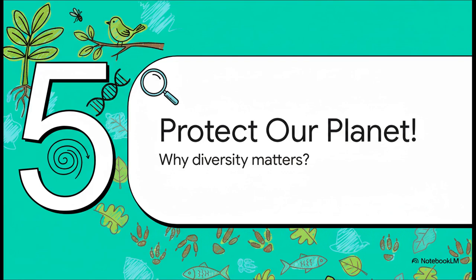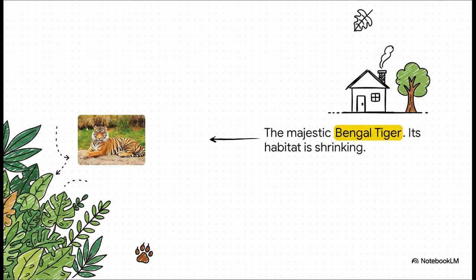Okay, so we've learned how to spot all this variety and understand it, but why does any of it matter? Why should we even care about protecting all this biodiversity? We should care because of this. Look at this magnificent, majestic creature, the Bengal tiger. Its home, its habitat, is getting smaller and smaller because of what we humans do. And when an animal loses its home, it really struggles to survive.